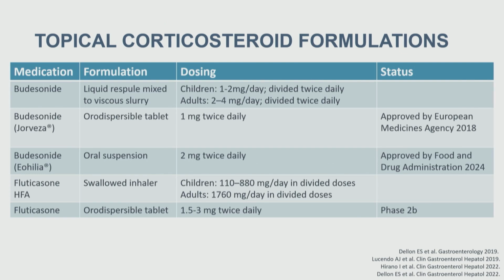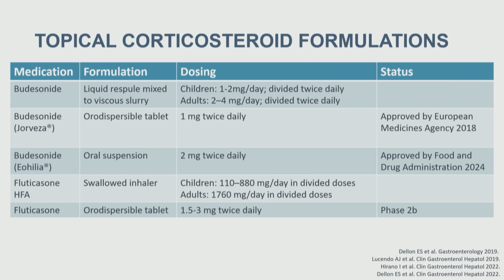These are the most common formulations of topical steroids that are typically used. Budesonide is commonly used with a mixing agent such as Splenda, or we often use Neocate Nutra to create a viscous budesonide slurry. This is often used in pediatrics because some children at young ages can't do the technique required to swallow an inhaler.